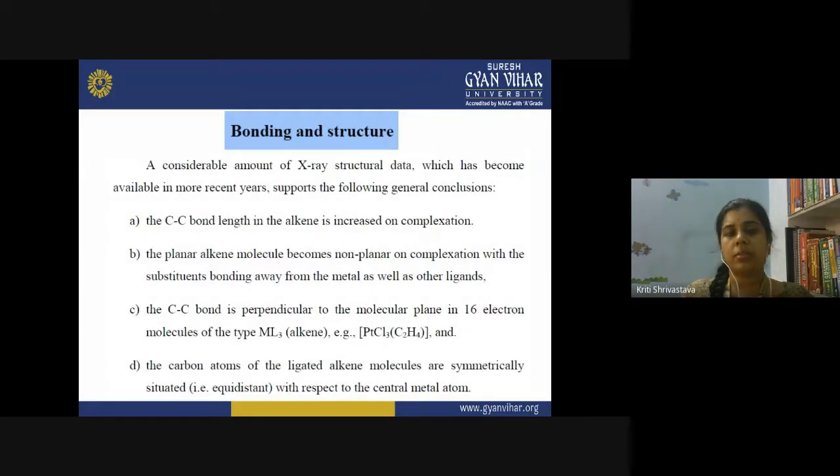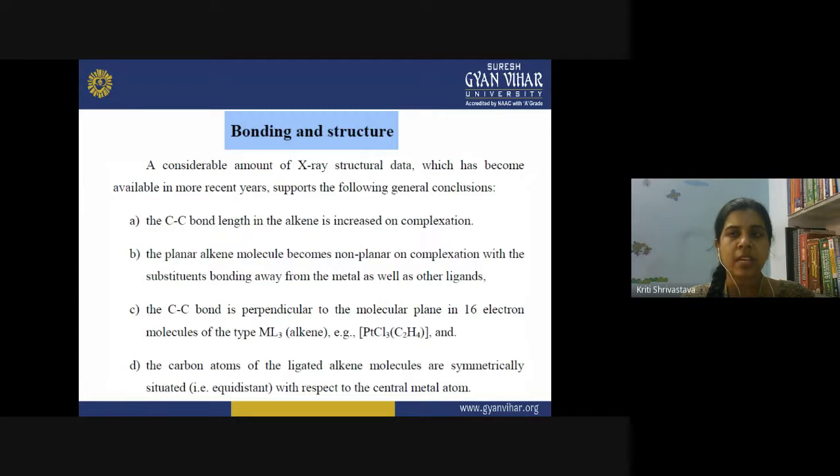Several studies have been made using X-ray crystallography, and from the data obtained we can draw some general conclusions. So what are these general conclusions about the metal alkene complexes? The first conclusion that we can draw from the X-ray crystallographic study is that the carbon-carbon bond length in the alkene is increased on complexation.